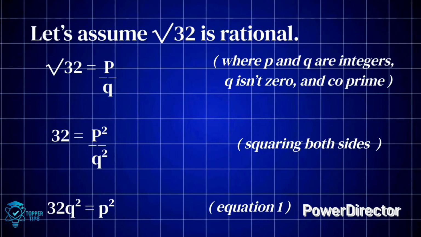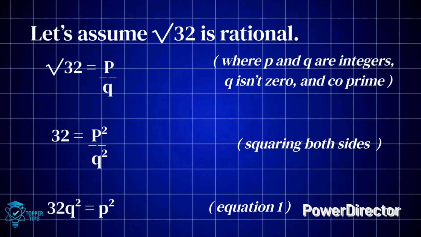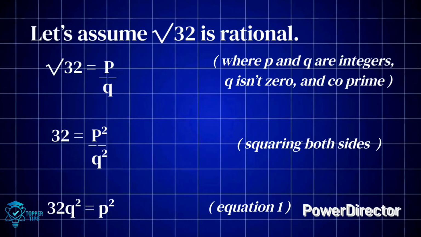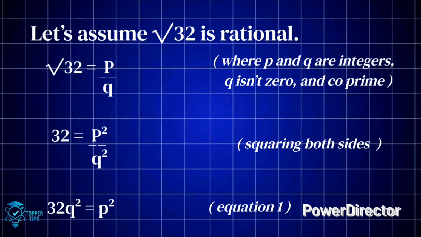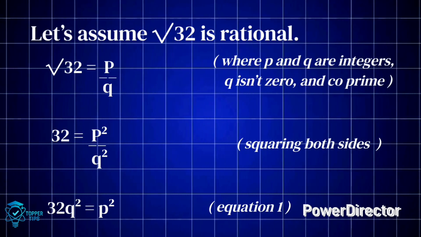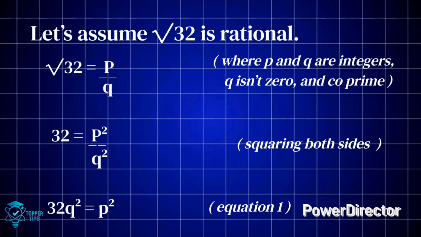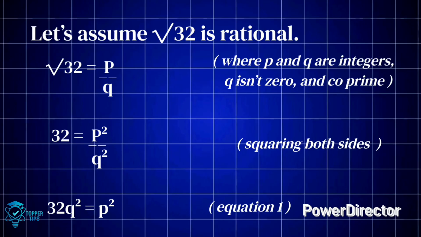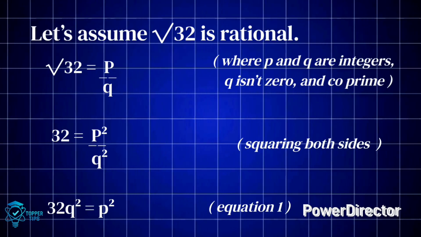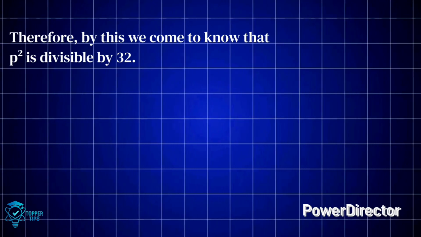It's telling us that p squared is 32 times q squared. In other words, p squared has to be a multiple of 32. That's huge. Let's dig deeper. Now by this, what is the question trying to tell us? It is giving us a clue that if 32 is multiplied by a number q squared, then p squared will come. Means if we multiply 32 by q squared, then the answer will be p squared. Therefore, by this we come to know that p squared is divisible by 32.